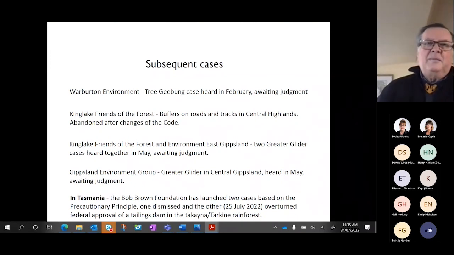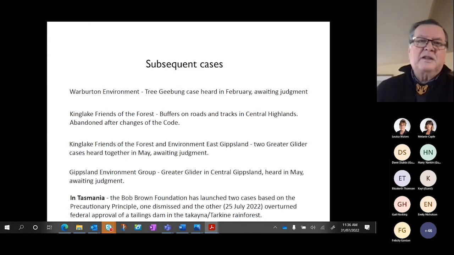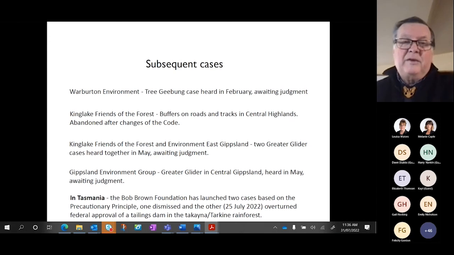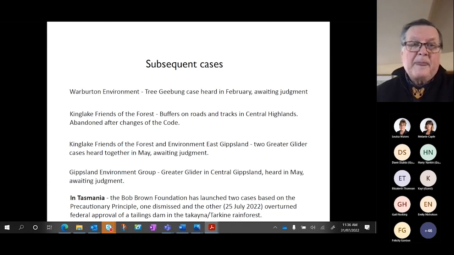So where it led, apart from Bunnings stopping selling the product, it led to a number of other cases. This is just a few of them. Warburton Environment, a tree case based on our judgment. Kinglake Friends of the Forest, buffers which had to be dropped after the government changed the code. Kinglake Friends and Environment East Gippsland, the Greater Glider cases, which have been really, really powerful. They've got powerful injunctions in place preventing logging in any coupe with a Greater Glider within 240 metres.